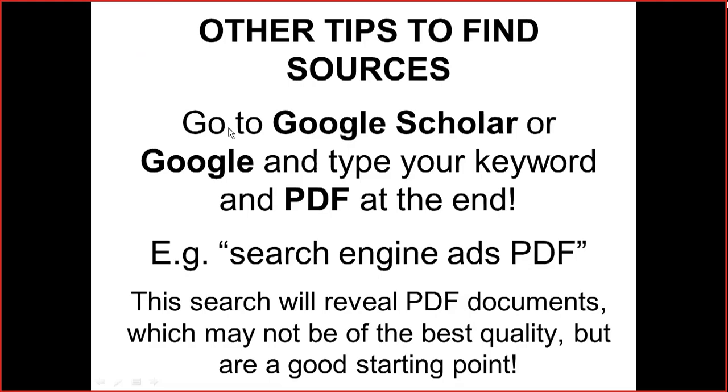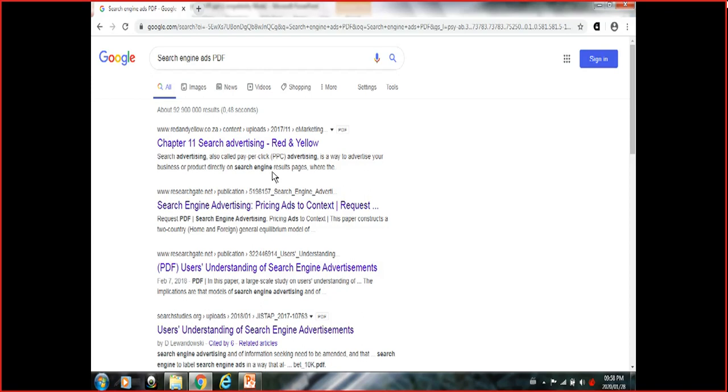Other tips to find sources, you can go to Google Scholar or Google and type in your keyword with .pdf, e.g. search engine ads .pdf. Then it will search for all documents with the PDF in. That really is a good tip, because it may not be the best quality research, but if I do this search, you see it gives me chapter 11, search, PDF understanding, and if you click on these, you can see there's a PDF, it's actually going to give you that document. So that's another way, especially if you're not a registered student anywhere, you can still do the search and find a lot of sources.